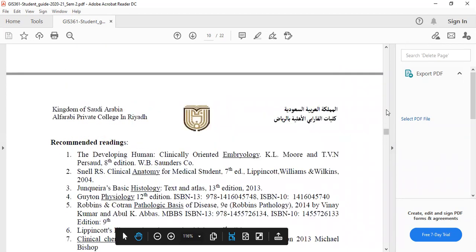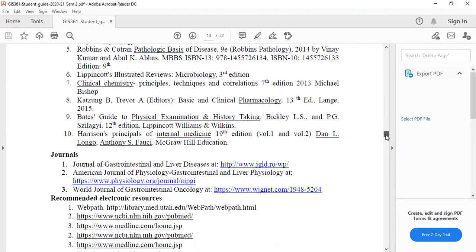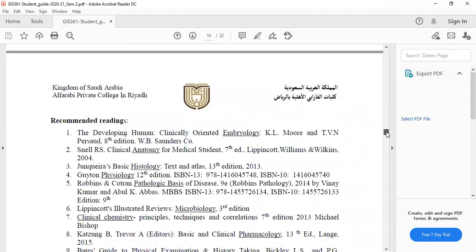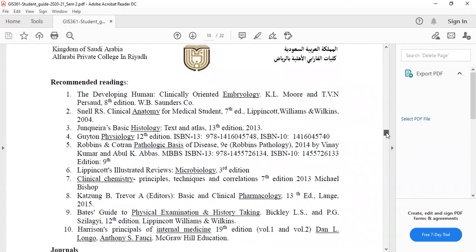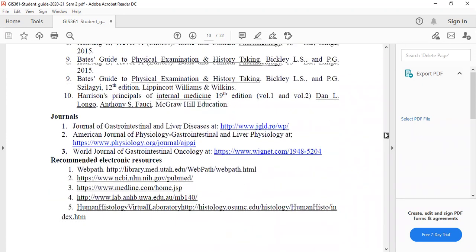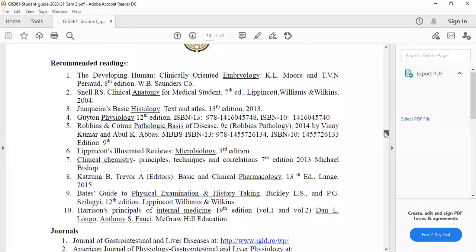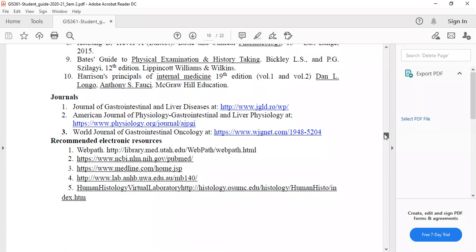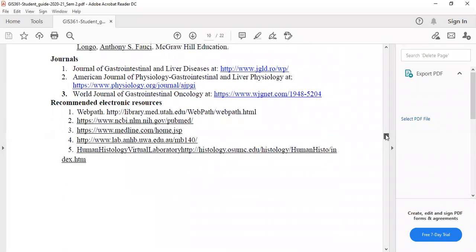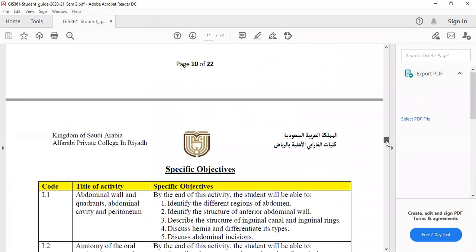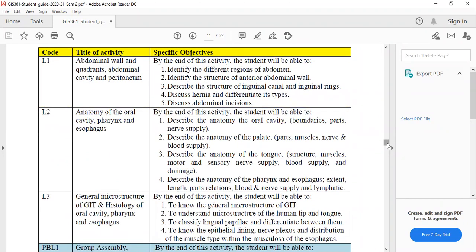Here are some of the recommended books for you. All these are recommended by the university or our college. You should have these with you so that whenever you want extra readings, you can do it from here. Apart from the lectures, you should also go through the recommended books. There are also some journals and electronic resources, especially for when you are searching for the PBL sessions, such as Medline and other important electronic sources.